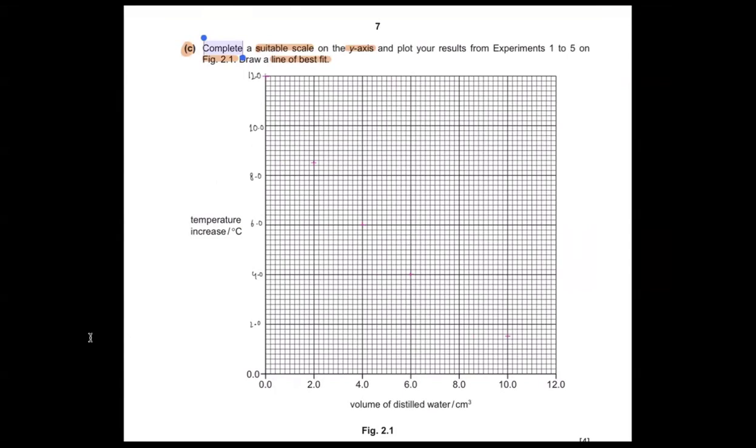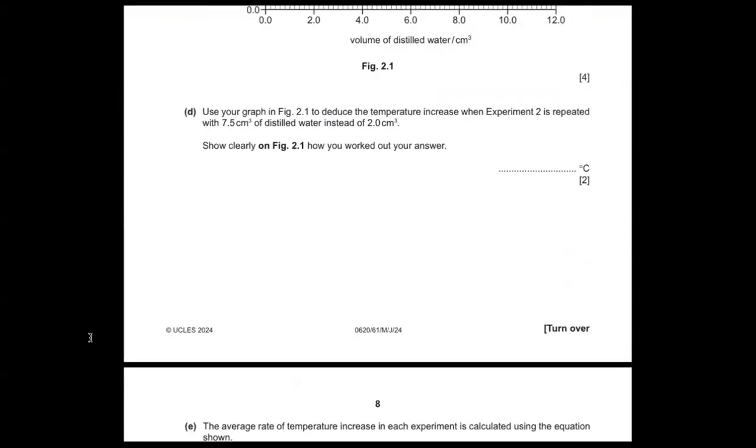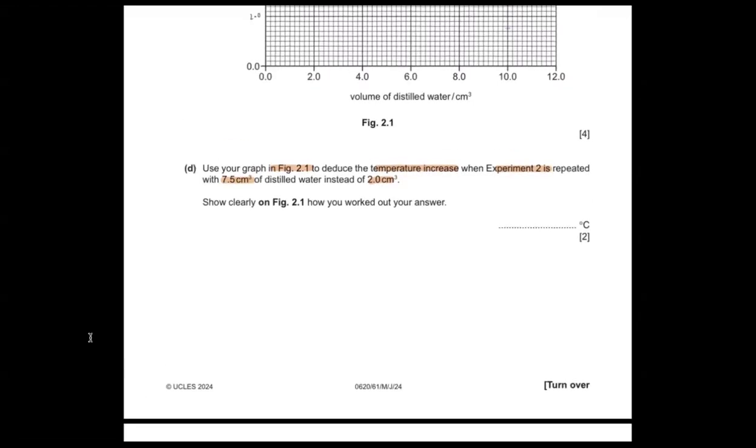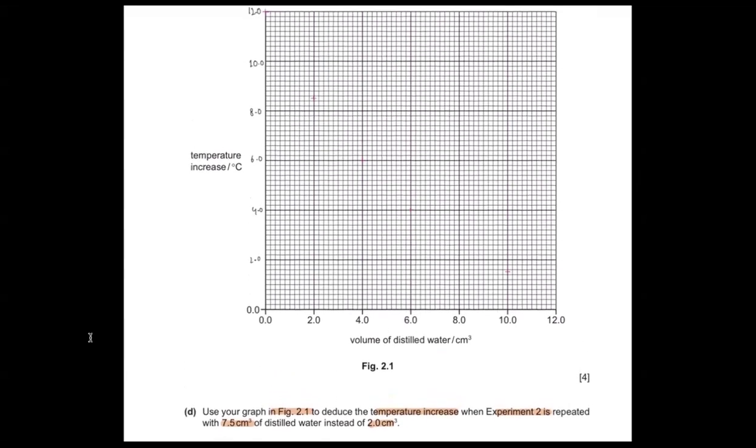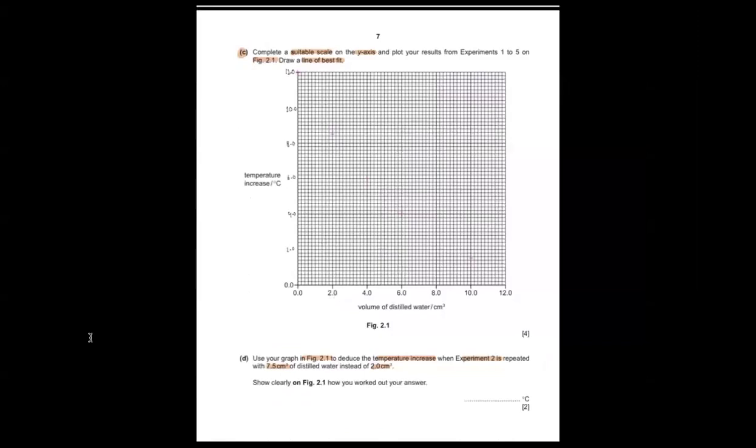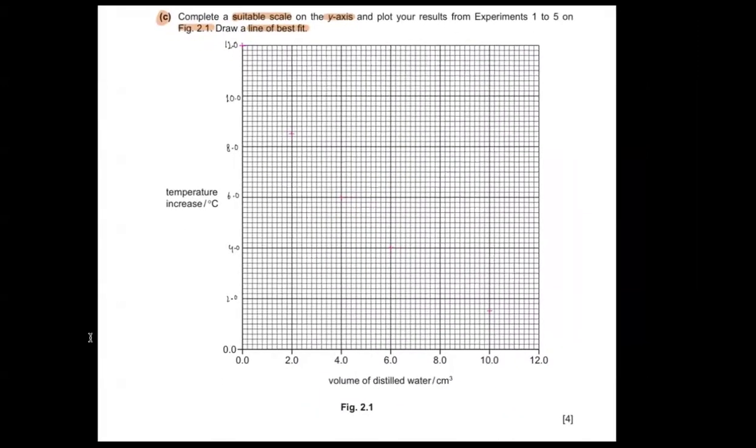Yes. But the other thing that is very important: use the graph in figure 2.1 to deduce the temperature increase when experiment 2 is repeated with 7.5 centimeter cube of distilled water instead of 2. This deduction is only possible when you made a curve on the graph. Because if you make a curve, then you can easily figure out what is going to happen at 7.5. So it's better to draw the curve instead of best fit line.